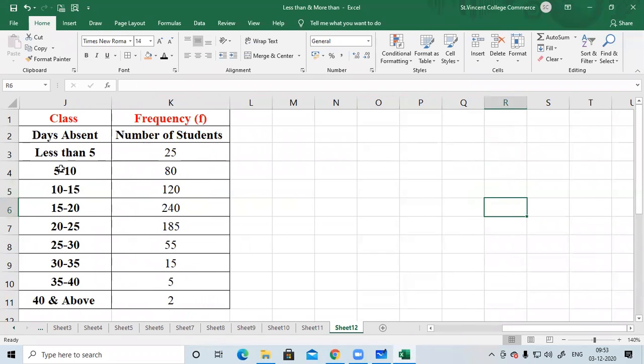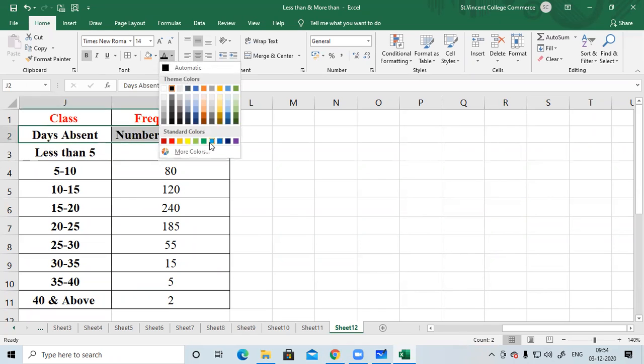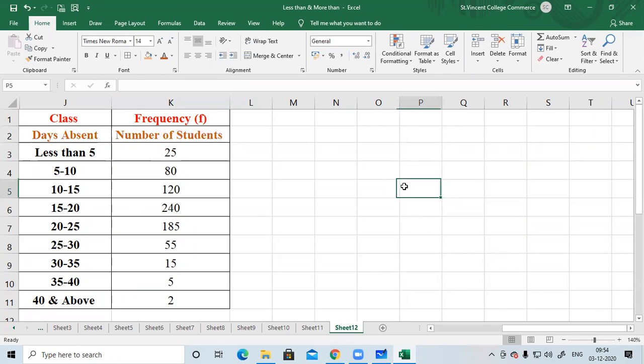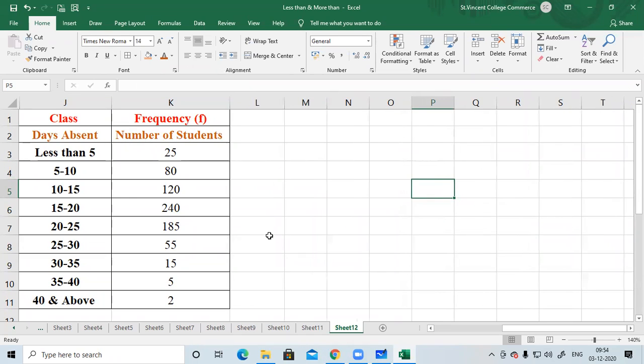Again, less than 5 and 40 and above. So you don't have to worry. These are known as open-ended and close-ended classes. So when I say 40 and above, it could be above anything, 40, 50, 60. Less than 5 is, of course, since it's less than, I don't think we can drop below 0 for absent days. So the number of days absent means how many days students are absent, and number of students.